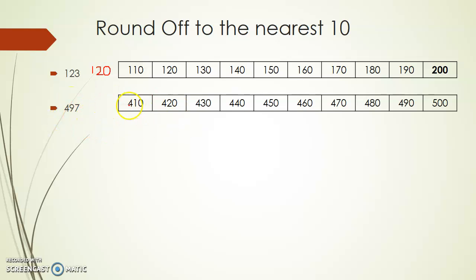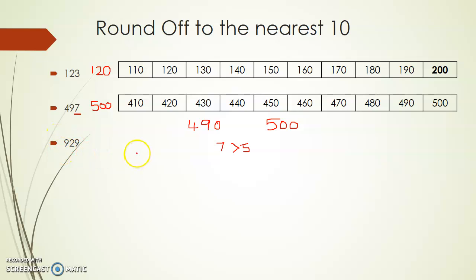497. This is from the count in tens from 400 to 500. 497 appears between 490 and 500. It is between 490 and 500. Look for the digit in the ones place. What is the digit in the ones place? 7. 7 is greater than 5. So round up. So rounding off to the nearest 10 will take you to 500.